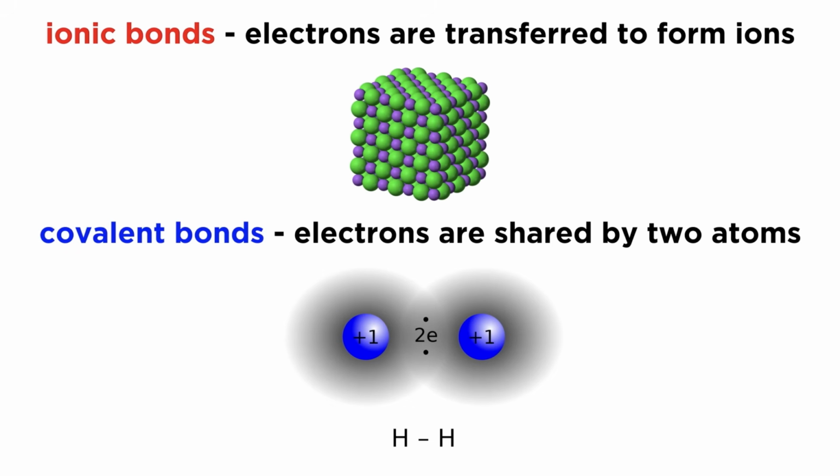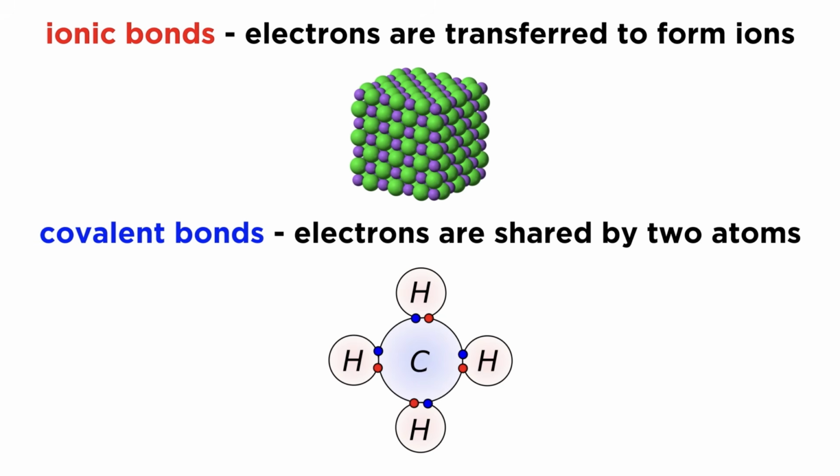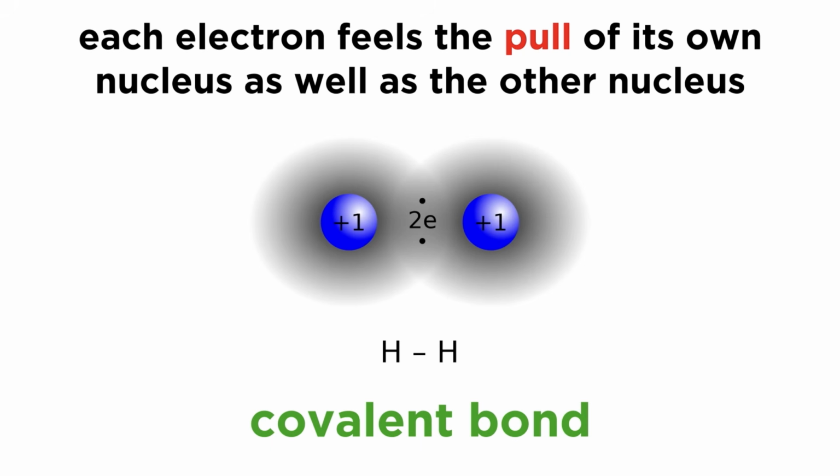These can occur between atoms of the same element, like two hydrogen atoms, or between different elements that don't have such dramatic differences in electronegativity, such as carbon and hydrogen, that will share their valence electrons. To get a bit more technical, when a covalent bond occurs, such as with a molecule of H2, it is because the electron from one hydrogen atom feels the pull of the nucleus of the other atom, and vice versa. So it's as though each electron belongs to both atoms.